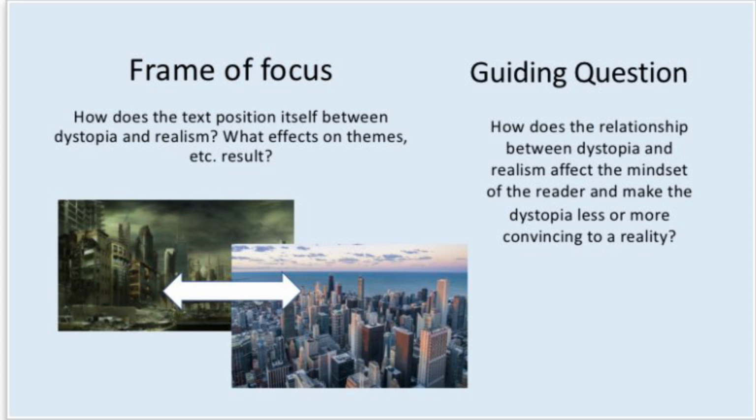So my frame of focus today is how does the text position itself between dystopia and realism? And then what effects does this have on the themes throughout the novel? And then my guiding question is how does the relationship between dystopia and realism affect the mindset of the reader and make dystopia less or more convincing to a current reality?